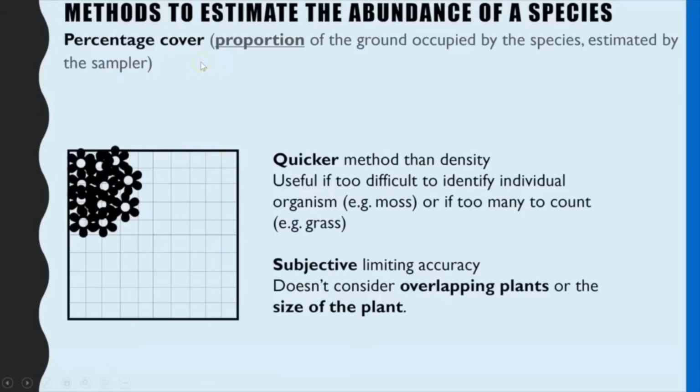So lastly, percentage cover. It is quicker than density, and it's more useful than density if you are going to find it too difficult to identify an individual organism or there's too many to count. So it does have its place. The downside is it's subjective. So I looked at that and said it was 18%. You might have looked at it and thought, oh, no, I don't agree, I think that's 20%. Because it is your opinion and your estimate, it is subjective, and that limits the accuracy. Again, it doesn't take into account overlapping plants and the size of the plant.